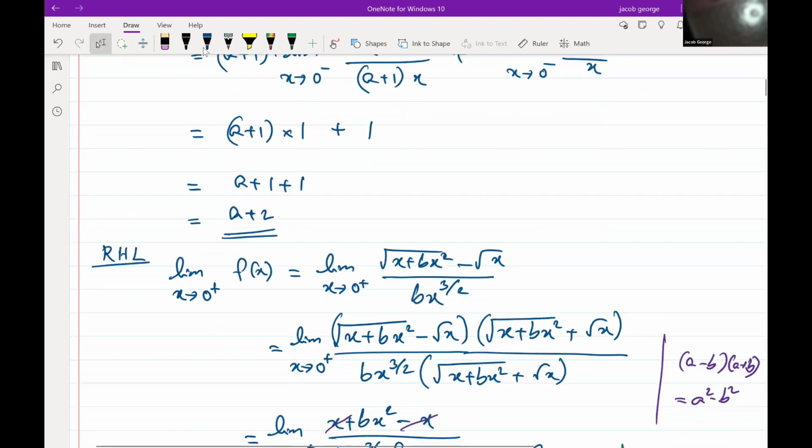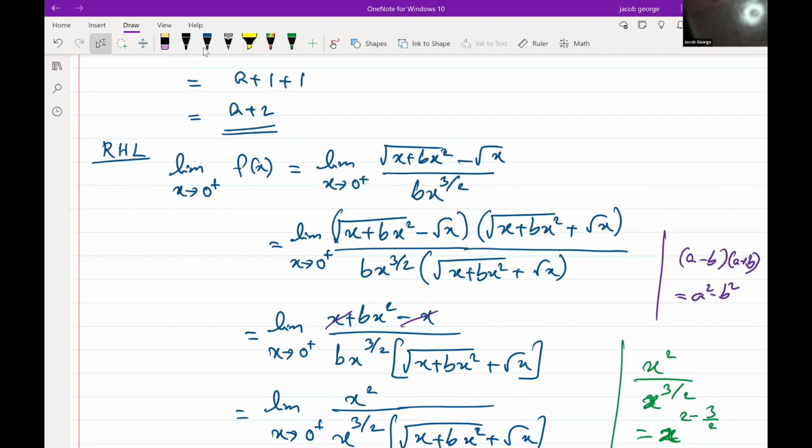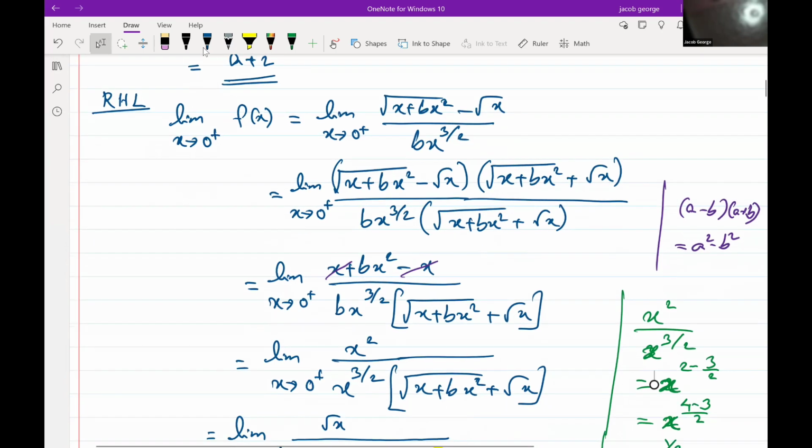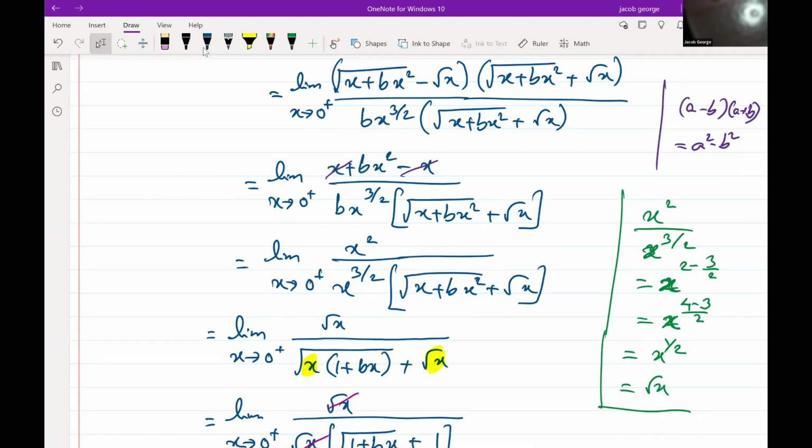Then the right-hand limit. In the right-hand limit, there is a root expression: root of x plus bx square minus root x, by bx raised to 3 by 2. So I multiplied this with the conjugate of the numerator. Then the numerator is a minus b into a plus b, a square minus b square. x plus bx square minus x, x will go. So this is bx square by bx raised to 3 by 2. b is cancelled, b is also cancelled there. And then root x by root of x into (1 plus bx plus root x).